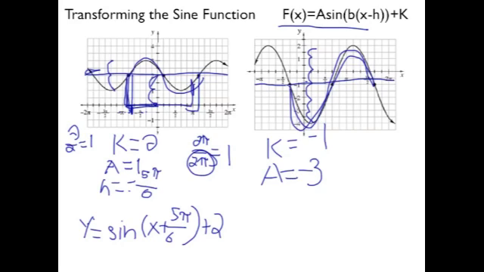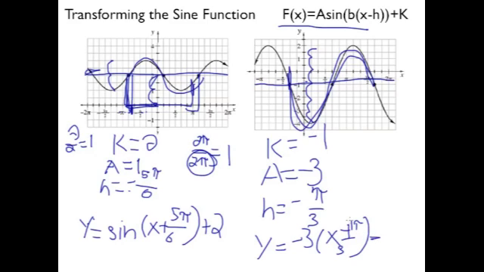Now let's look for the h. So where does it start? What's this value here? This value here is 2 pi over 6, or pi over 3. So h would equal negative pi over 3. So the equation would be y equals -3 sine of x plus pi over 3, minus 1. So that is the equation.